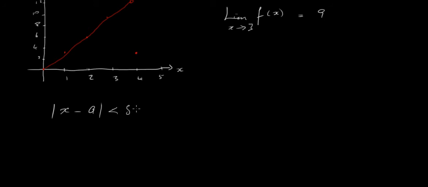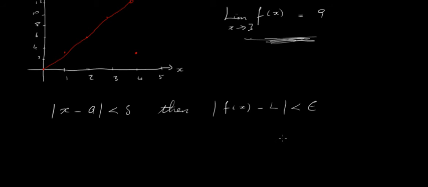If that's true, then the modulus of f of x minus our limit is going to be less than epsilon. If we can show that this is true for this particular function here, then we've proven it. Okay, so we want to do this here.